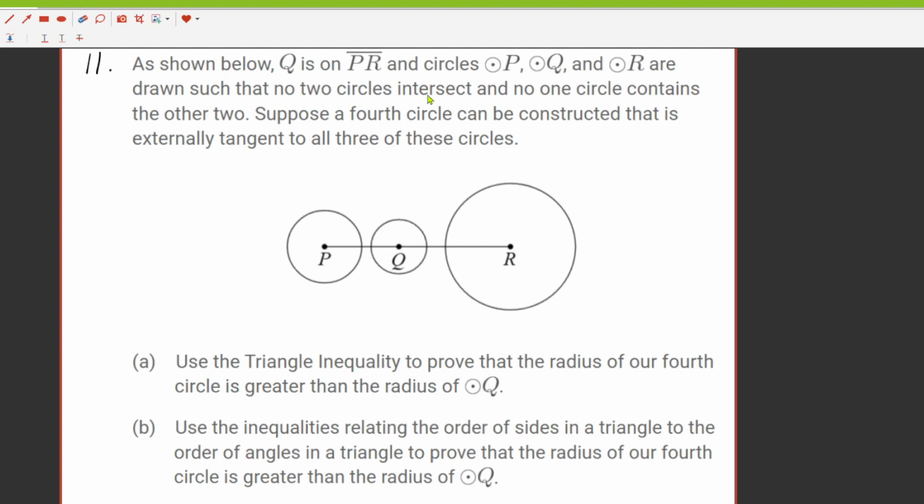As shown below, Q is on PR and circles P, Q, and R are drawn such that no two circles intersect and no one circle contains the other two. Suppose a fourth circle can be constructed that is externally tangent to all three of these circles. A: use the triangle inequality to prove that the radius of our fourth circle is greater than the radius of circle Q. Okay, let's solve the first one here.